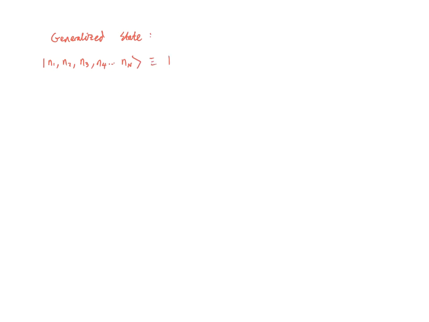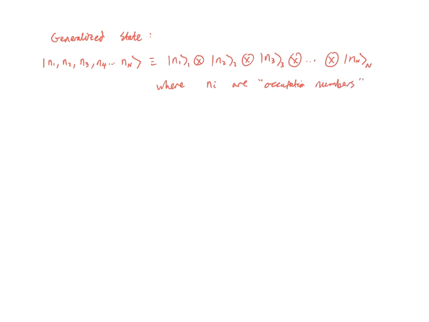What I mean by this is that there are n1 particles in orbital 1, n2 particles in orbital 2, n3 particles in orbital 3, and so on, all the way up to capital N particles in orbital big N. And this is some generalized state where the ni's are occupation numbers, and they're equal to 0 or 1 only for fermions.